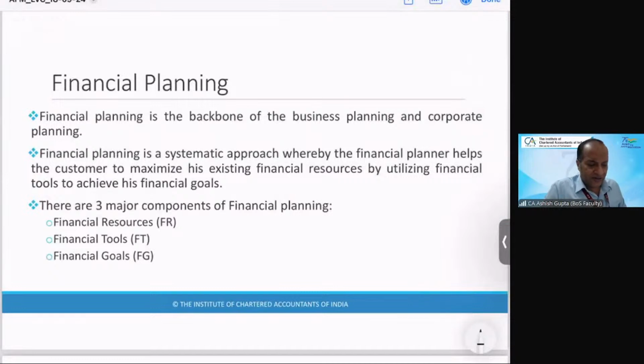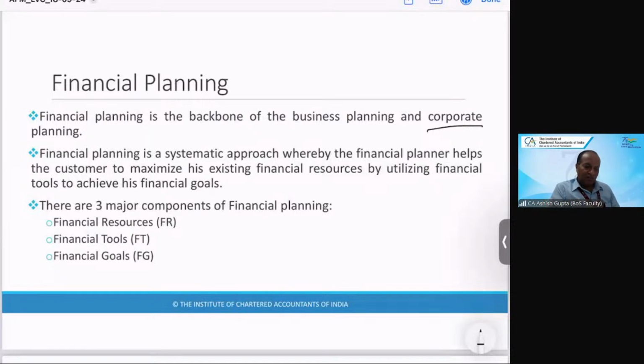Next we discuss financial planning. Once we start with strategic decision making, financial planning plays an important role. Financial planning basically encompasses business planning and corporate planning. Business planning is about which business we have to go into. Corporate planning is broader, and business planning is a part of corporate planning.